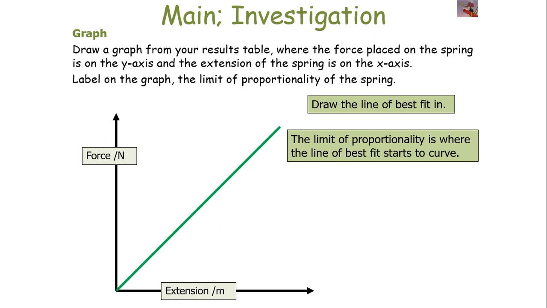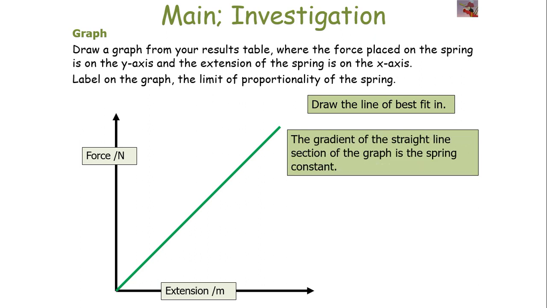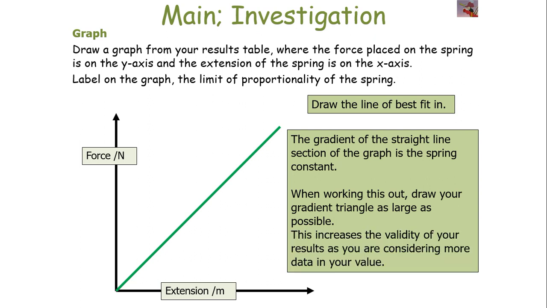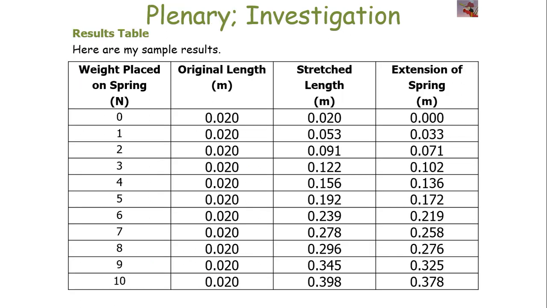The limit of proportionality will be when that line of best fit starts to curve, and the gradient of the straight line section of the graph is the spring constant, because that's when it's acting elastically. So it's when it's acting as an elastic potential energy store. Now again, when you work this out, draw your gradient triangle as large as possible because it increases the validity of your results. So here is an example of some results you can gain in this particular practical.